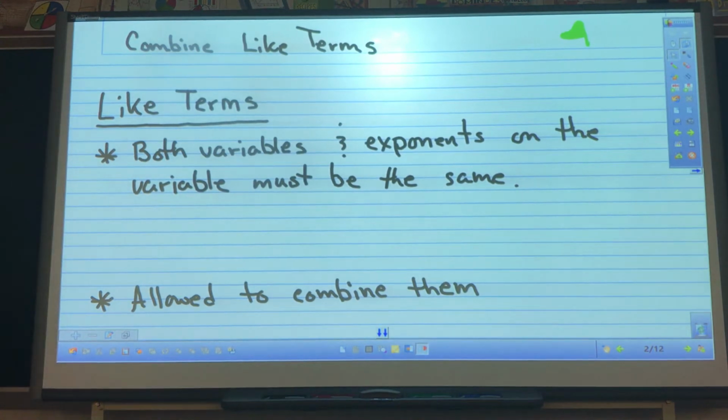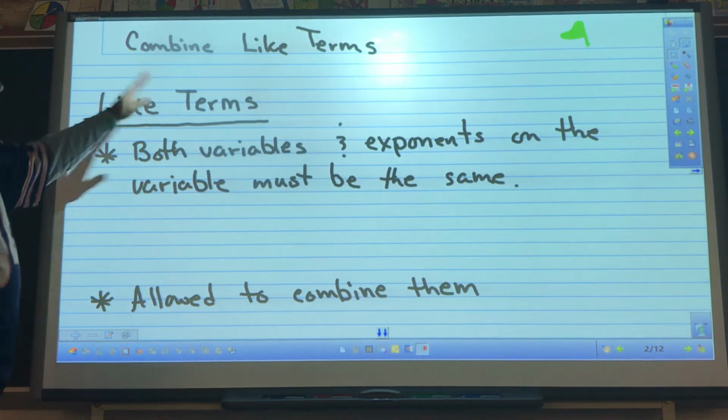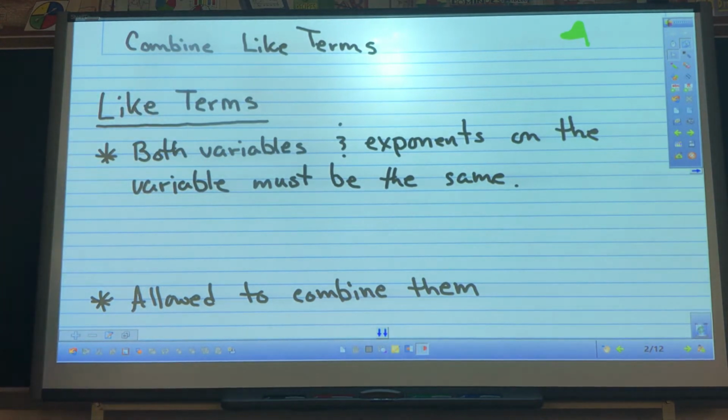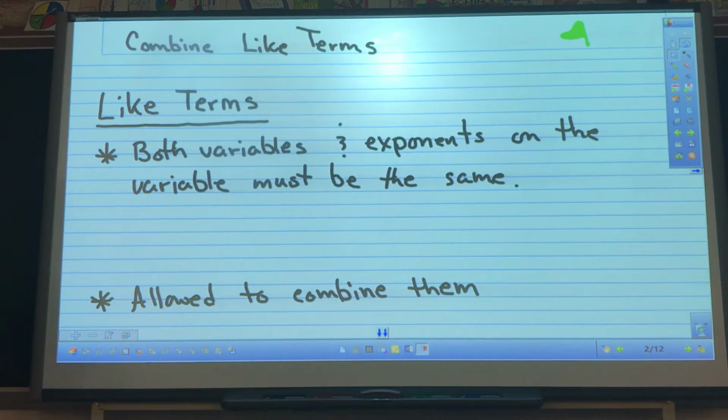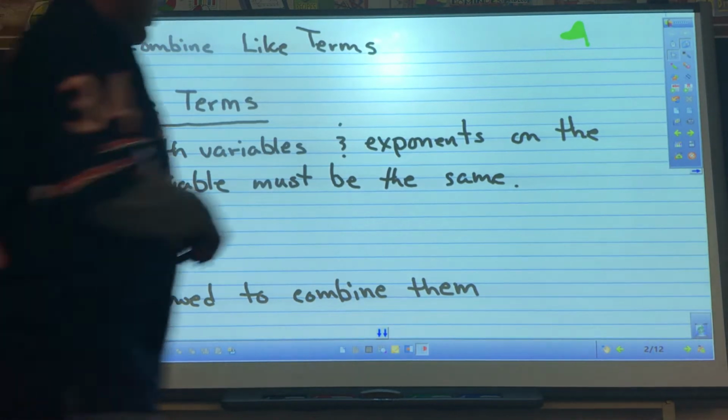Now, for combining like terms, it's important that we understand what like terms are. Like terms, by definition, both your variables and exponents on those variables must be the same. They have to be identical. So that's what you're looking for. What's important about these is that these are the terms that you're allowed to combine together. We're allowed to add them up. Now, there's some little tricks to it, and we're going to look at some examples of what are like terms and what are unlike terms on our next slide.